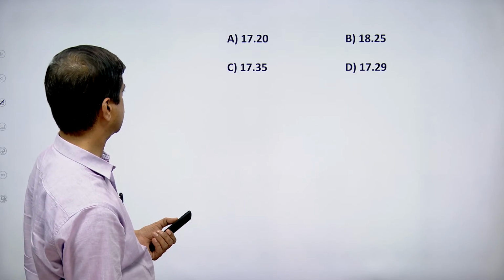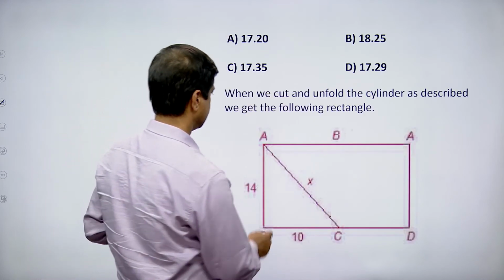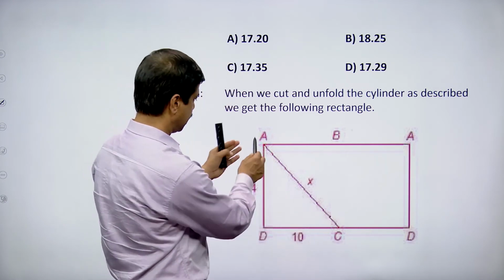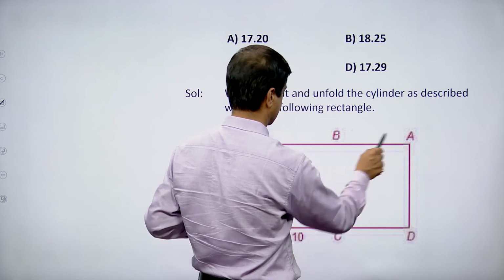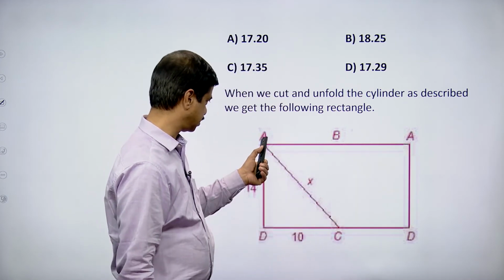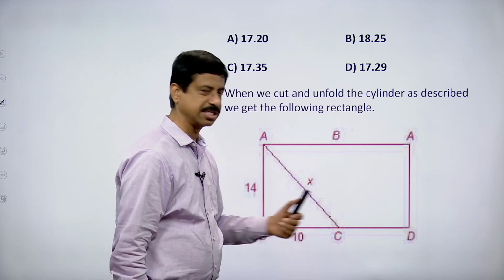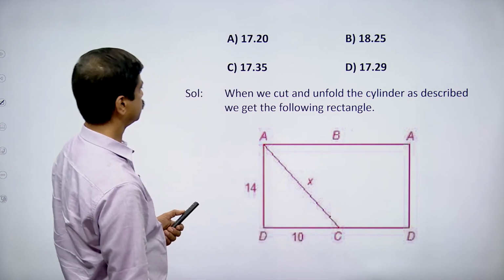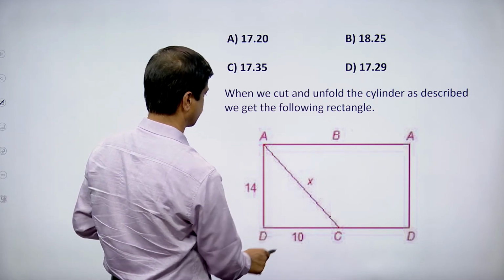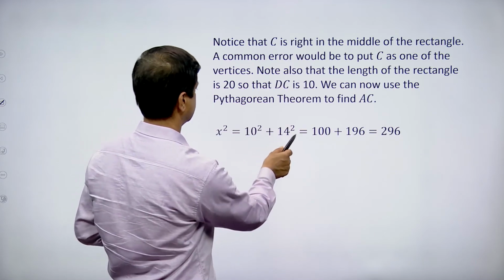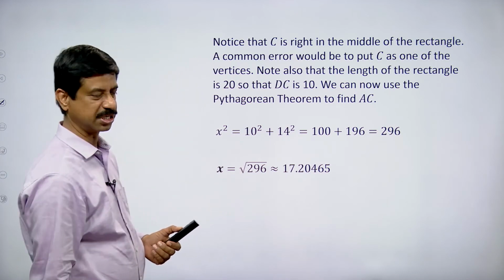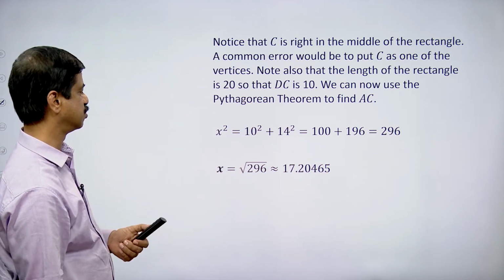So see, it is like this, children. When it is cut open, it looks like this. Okay. So AD is cut, it is open, so you will get a rectangular piece. Understood? So you should find out AC. This is 14 units he gave, this is 10 units he gave. So what will be x? x is root of 14 square plus 10 square. So that is root of 296. 296 is 70.20465. Okay.